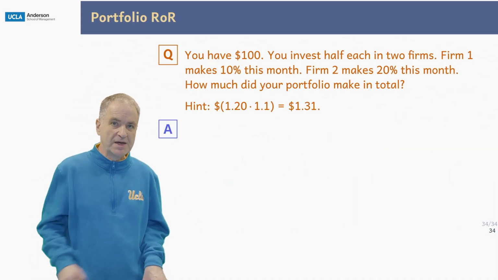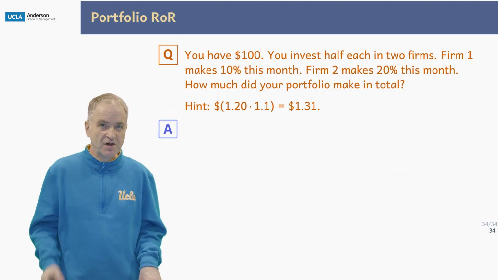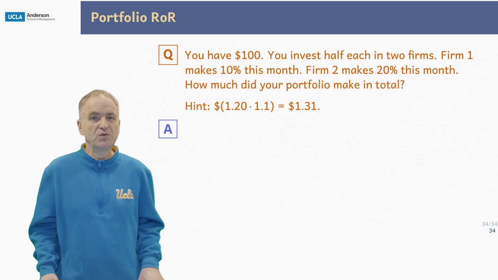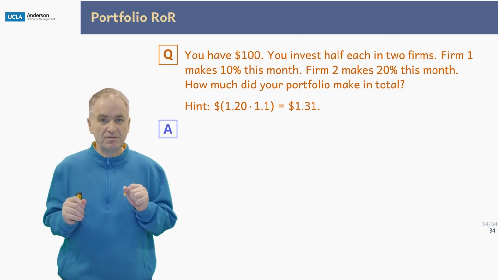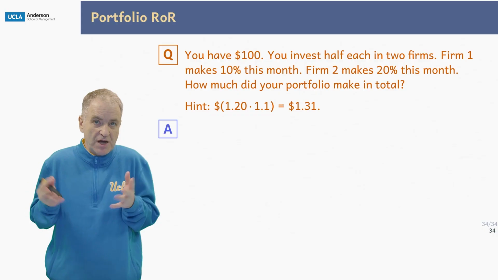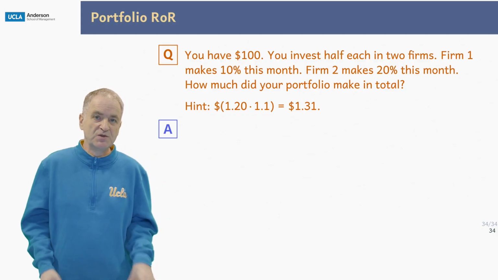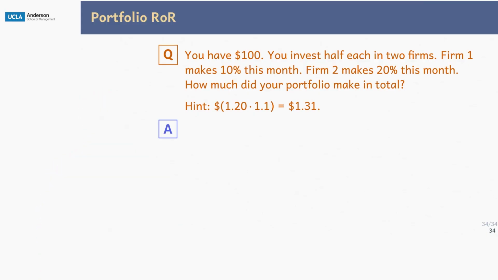Now, you have $100. You invest half in each of 2 firms. Firm 1 makes 10% this month. Firm 2 makes 20% this month. How much did your portfolio make in total? And let me just remind you of the compounding, just so you don't have to do it. 1.2 times 1.1 is 1.31. Please pause this video now, answer the question on a piece of paper, and then continue.